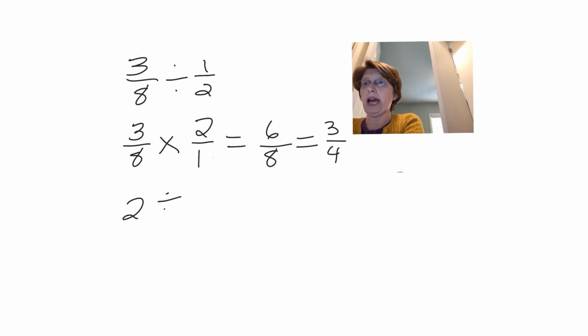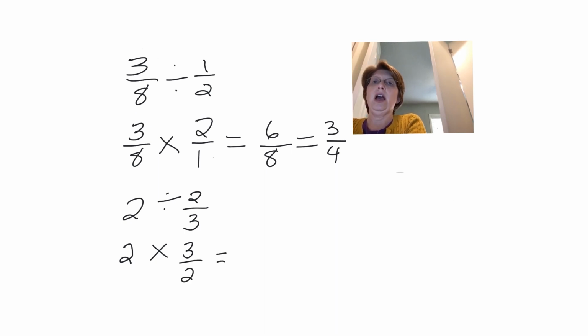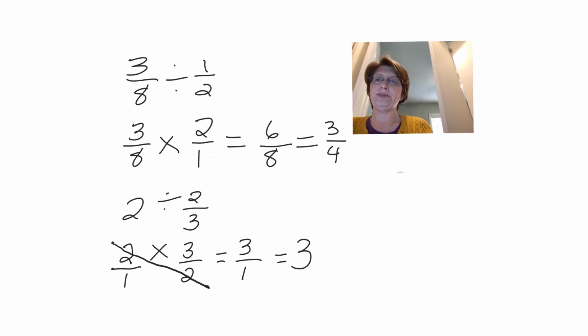Okay, now look at number 6. 2 divided by 2/3. The 2 is going to stay the same. We're going to change to a multiplication and we're going to flip 3/2. Now look, this whole 2 is actually 2 over 1, isn't it? So I have a diagonal 2 that I can cancel out. So then all I have left is 3 over 1, which will equal 3.